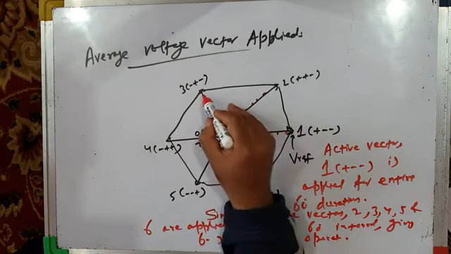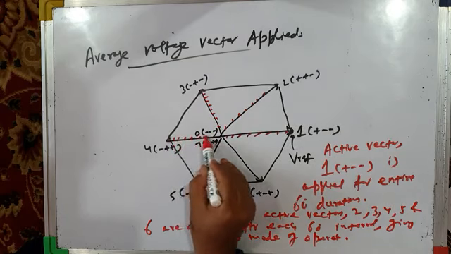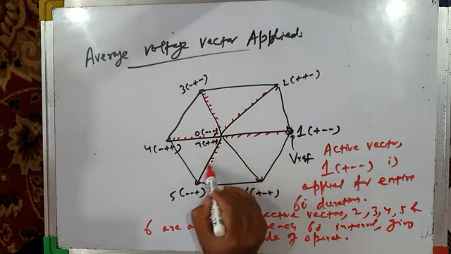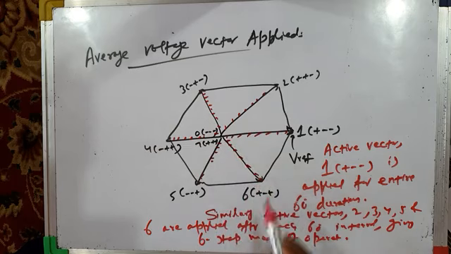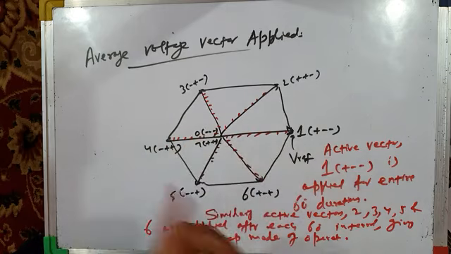Then after another 60 degrees, active vector 3 is applied. Then after 60 degrees, active vector 4 is applied. After 60 degrees, 5 is applied. After 60 degrees, 6 is applied. That's all. So there is no switching, no null vector is applied, no switching between 1 and 2. We are not sampling a rotating reference vector. There is no rotating reference vector.